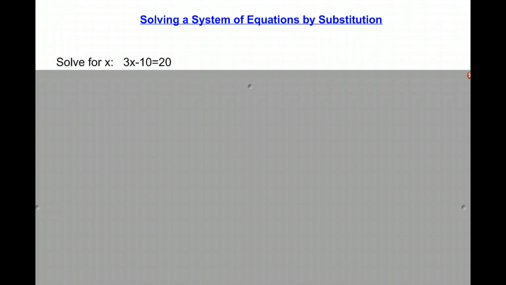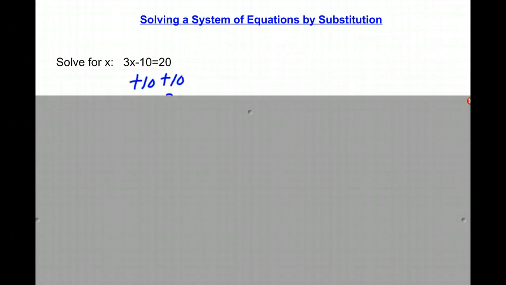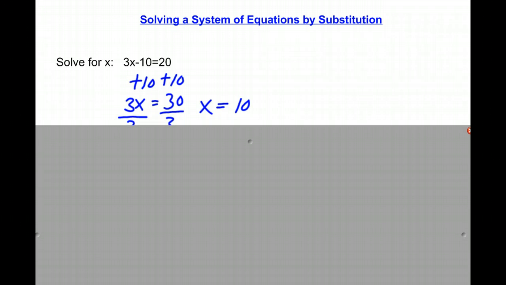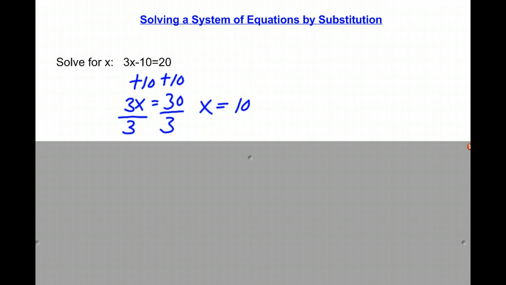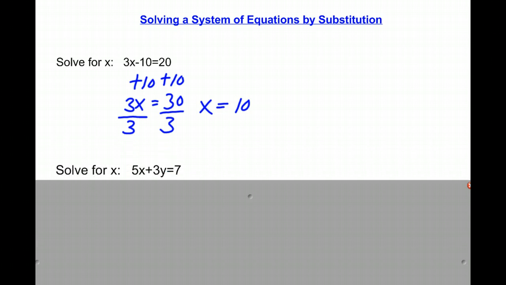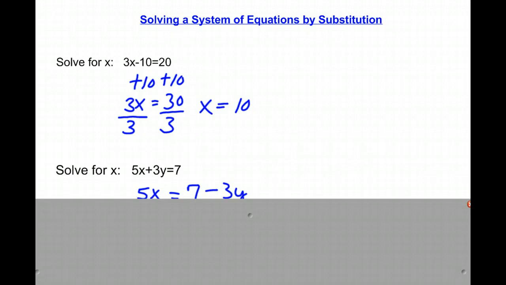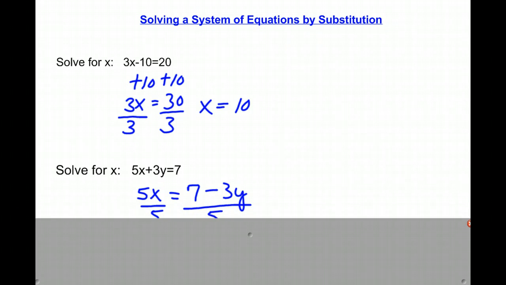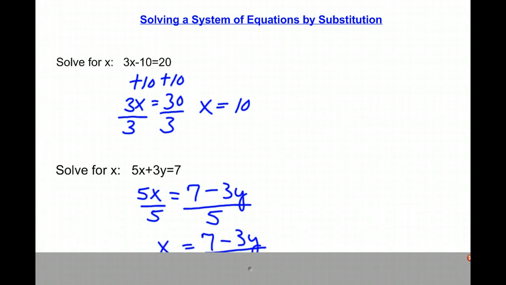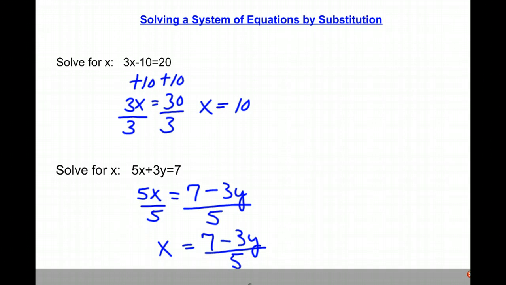We get x alone, and as you can see, we add 10 to both sides, we divide both sides by 3, and we get an actual number for x. If I asked you to solve this particular equation for x, you could get x alone, but you wouldn't get a number value for x because of the presence of a y. As you can see, I can bring the 3y over to the other side, then divide by 5, and the resulting thing is an expression that has a y in it, so I don't get a number value for x.